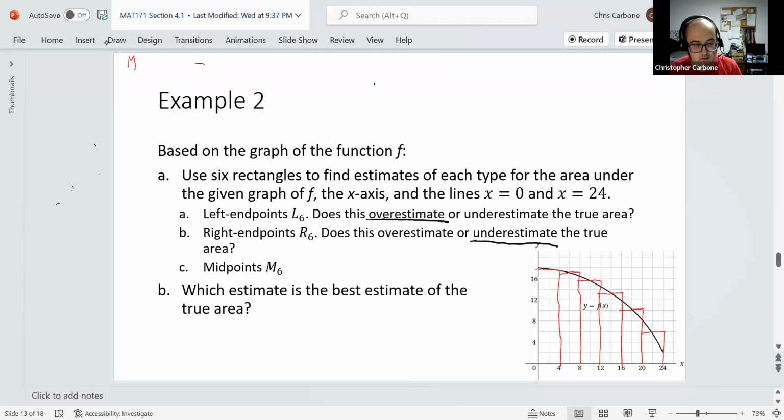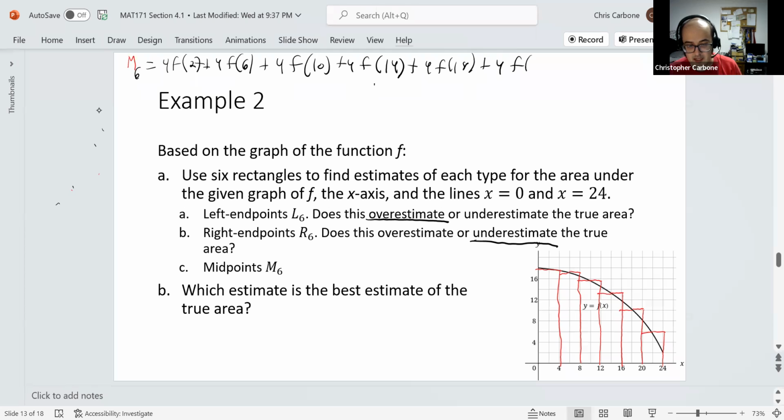So M sub 6 is going to be 4 times f of 2 plus 4 times f of 6 plus 4 times f of 10 plus 4 times f of 14 plus 4 times f of 18 plus 4 times f of 22. Again, these are guesstimates based upon what the graph shows us.